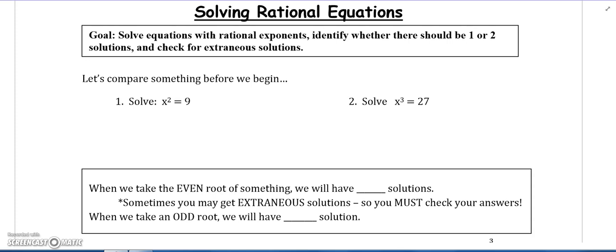So today we're focused on solving rational equations. That means equations with rational exponents. We're also going to identify whether there should be one or two solutions, and check for extraneous solutions. Alright, so let's get started.